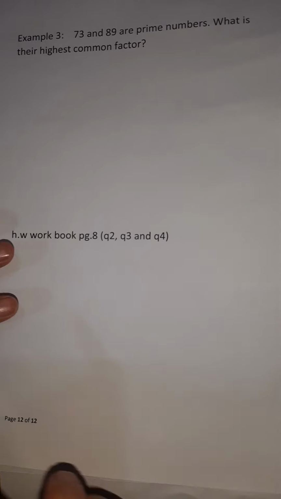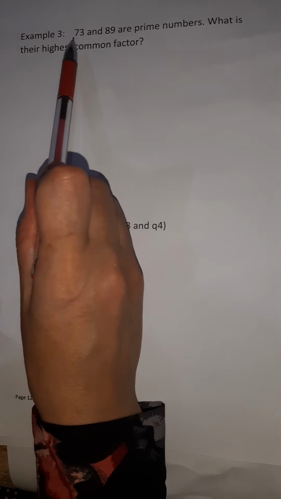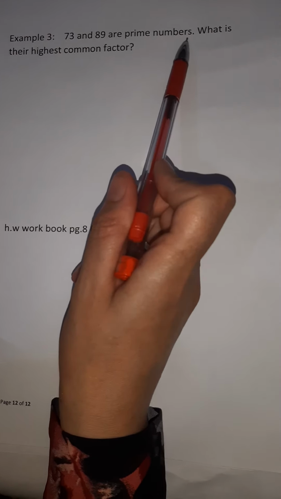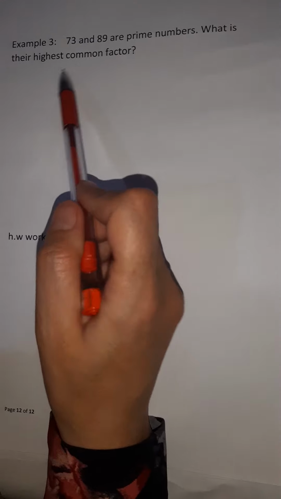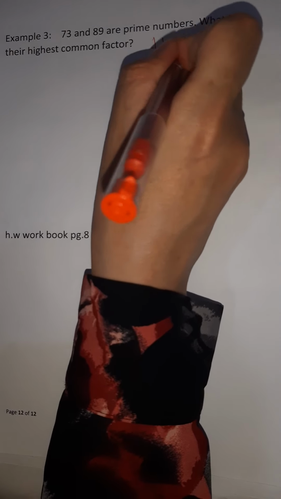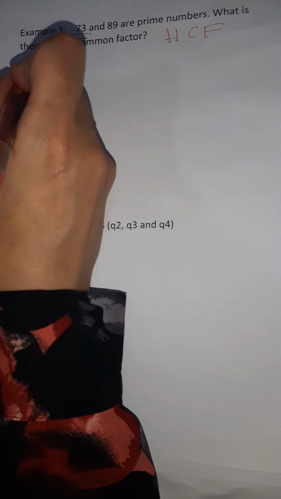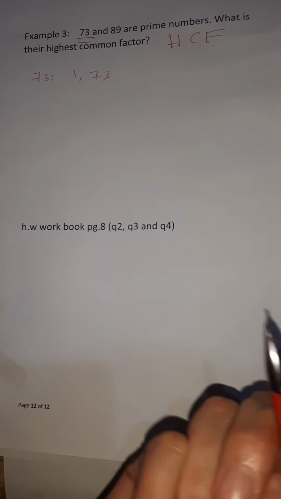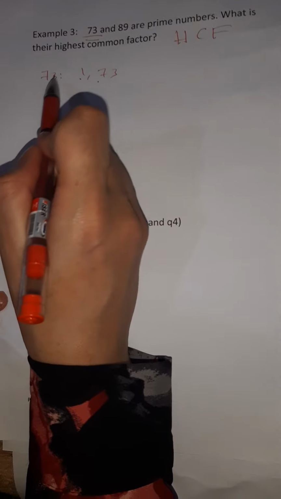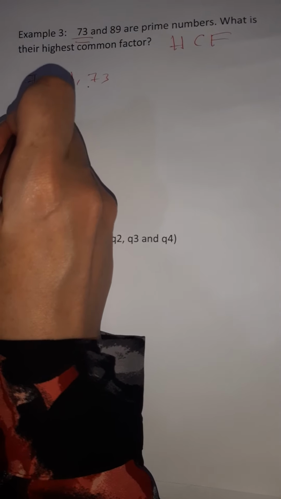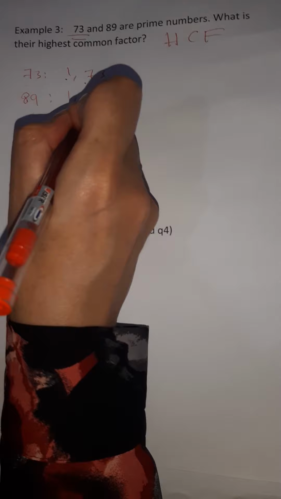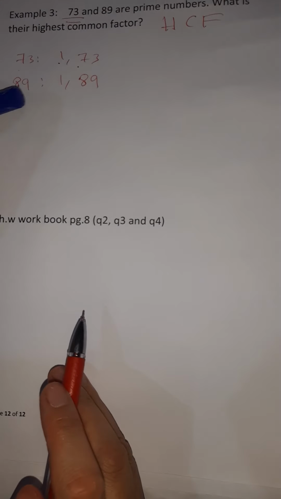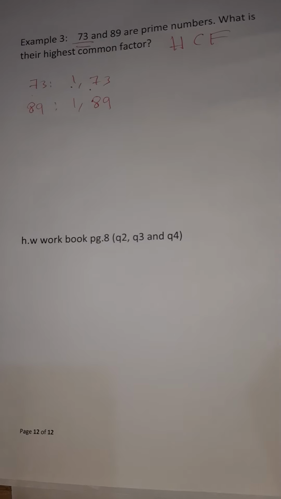Let's take the last example here. Example number 3. 73 and 89 are prime numbers. What is their highest common factor? Here 73 is a prime number, so the factors of 73 are just 1 and 73, since 1 times 73 is 73. The factors of 89 are also just 1 and 89, since 89 is a prime number.